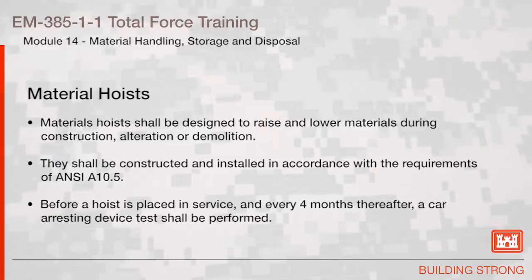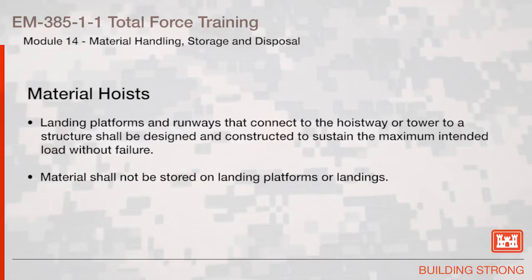Material hoists shall be designed to raise and lower materials during construction, alteration, or demolition. They shall be constructed and installed in accordance with the requirements of ANSI A10.5. Before a hoist is placed in service, and every 4 months thereafter, a car arresting device test shall be performed. Landing platforms and runways that connect to the hoistway or tower to a structure shall be designed and constructed to sustain the maximum intended load without failure. Material shall not be stored on landing platforms or landings.